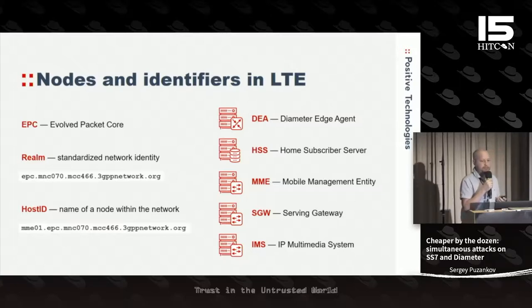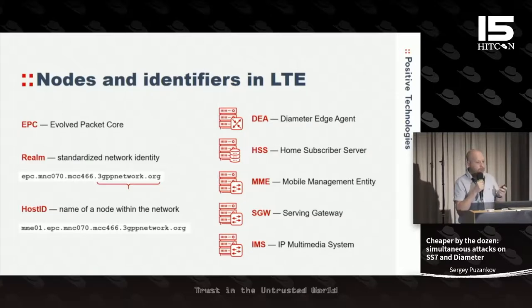And some identities and nodes in LTE networks. EPC, this is a common name of the core network in LTE network. It stands for Evolved Packet Core. The next one is Realm. This is a standardized network identity for each operator. It looks like some URL hostname.